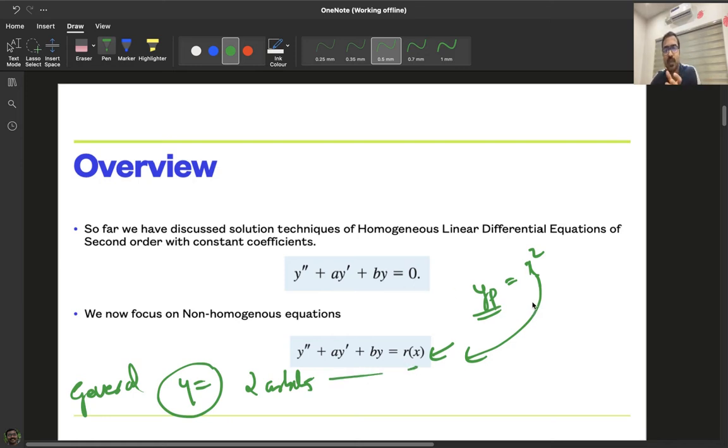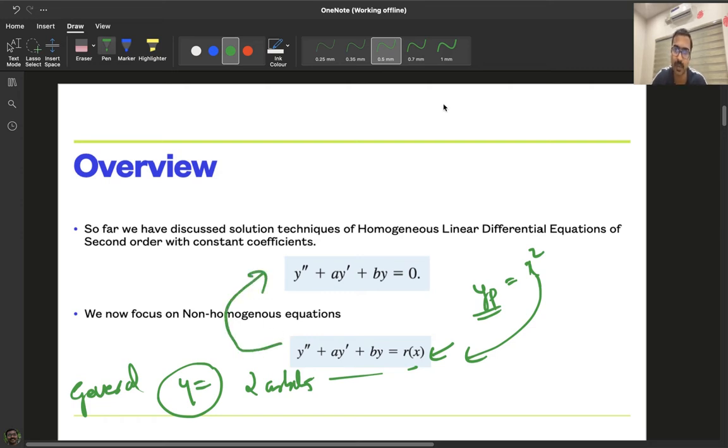A general solution would contain arbitrary constants. So I need a solution which is not particular, I need a solution which is general. It should contain two arbitrary constants. So how to find that? I will take the associated homogeneous equation of this equation.